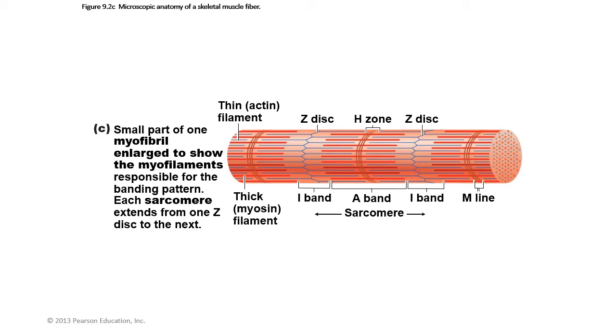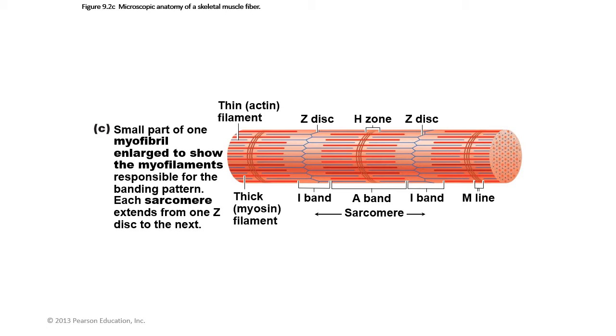Let's look even closer. This is a myofibril. There's those dark A bands with myosin. There's the light I bands with actin. Now here's a few more terms. There is a Z disc. A Z disc is the halfway point on an I band.